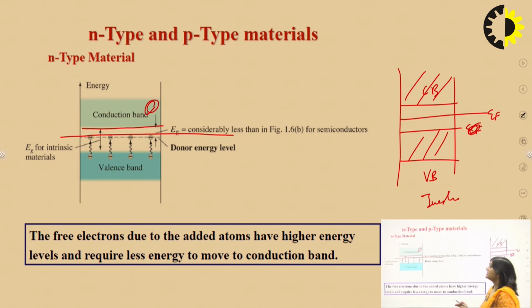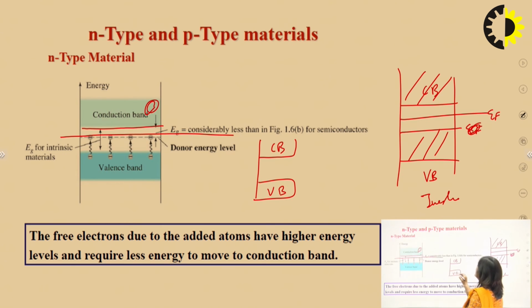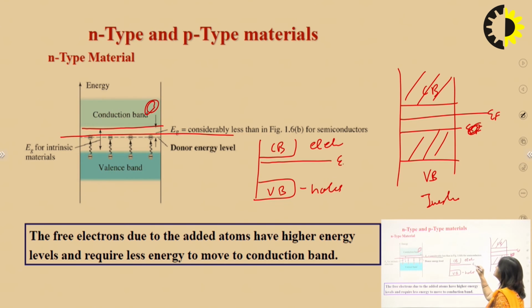So in case of N-type material, the number of electrons in the conduction band is more in comparison to the number of holes in the valence band. Holes are always available in the valence band, and electrons are always available in the conduction band. And we know electrons are more in the conduction band, that's why the Fermi level is near the conduction band in case of an N-type semiconductor.